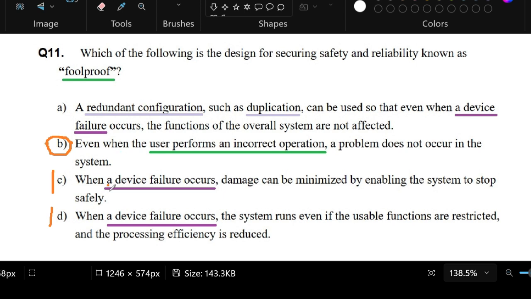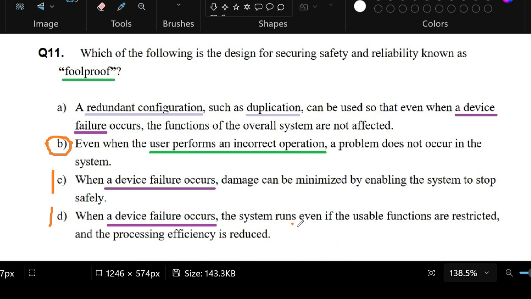If we look at letters C and D, their main idea is that if there's a device failure, then we want to reduce any further problems that would occur. For example, in C, damage can be minimized by enabling the system to stop safely. And for letter D, the system runs even if the usable functions are restricted and the processing efficiency is reduced.